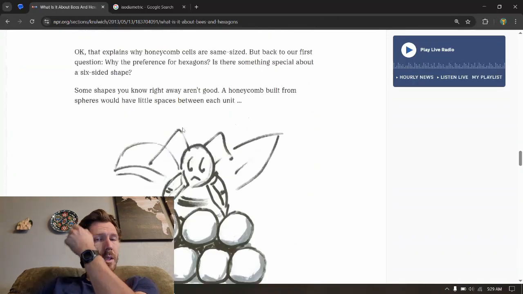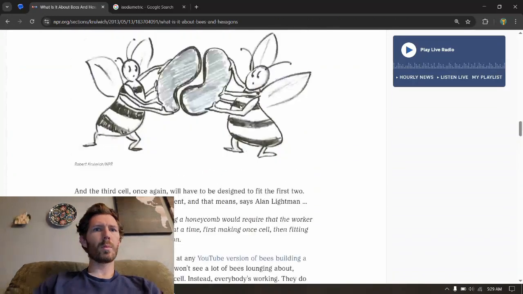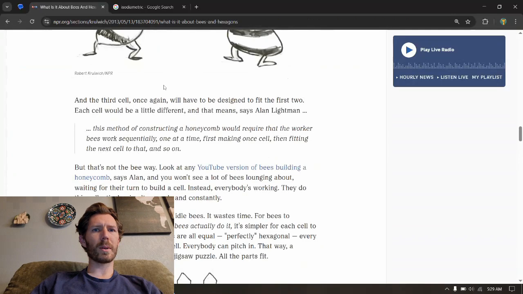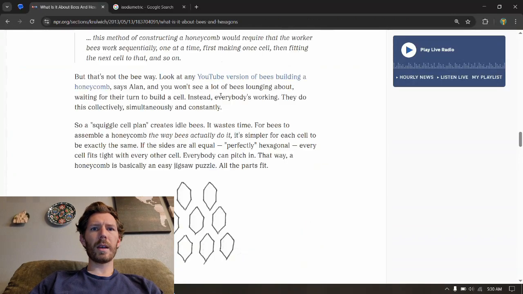Bees can make more than one cell at a time. The point they're making here is that if you make a squiggle cell, the next bee that is going to build a cell would have to wait until the first one is finished to start building, which I feel like doesn't really track, because if you're both building a cell at the same time, you're going to get some squiggles. Like one bee puts some stuff here, the next bee just puts stuff right next to it, and then you just continue building. I feel like that would evolve a natural squiggle, but this is saying that everybody's working.